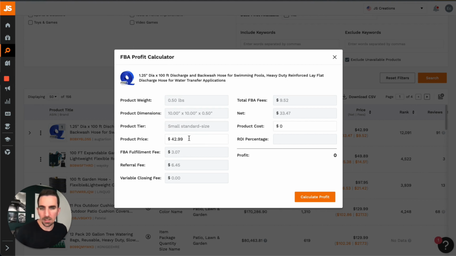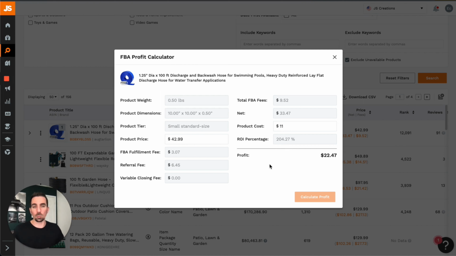So if we keep the product price at $42.99, we had done some research on maybe Alibaba. I don't know what it costs to make these hoses, but let's say they're selling these for about $43. Let's guess that it costs about $11 to manufacture them and ship them and stuff. So if we could get this product for $11 per unit from a supplier and sell it for $42.99 on Amazon and pay those fees that we just looked at, we could potentially make a profit of $22.47 per sale.